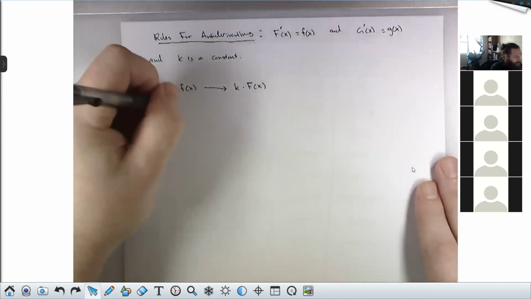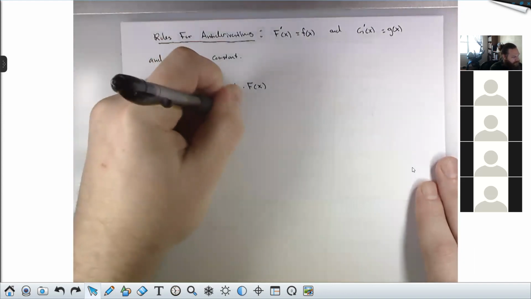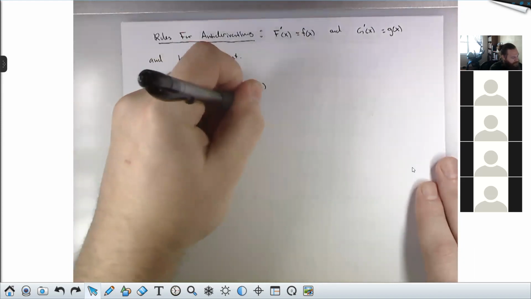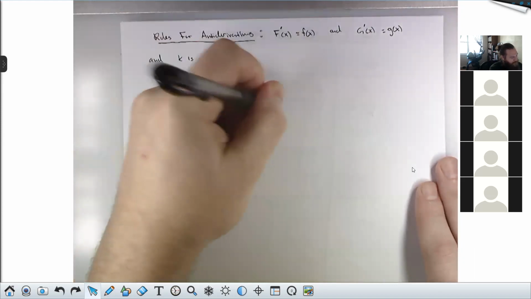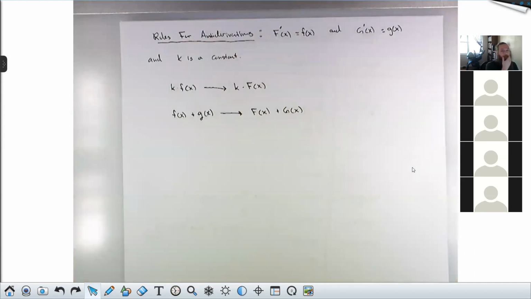Also, little f plus little g will have antiderivative big F plus big G. And this is that familiar set of rules, right? We saw it with the derivative, we saw it with the sum, we saw it with the integral. These two things together are called linearity. The antiderivative is also a linear operator.